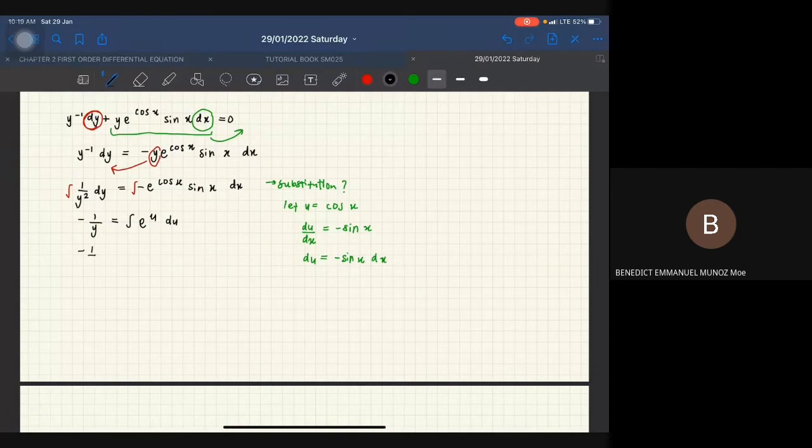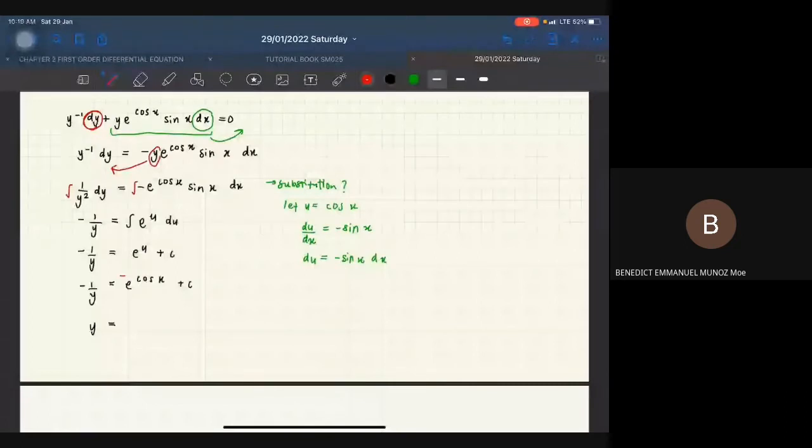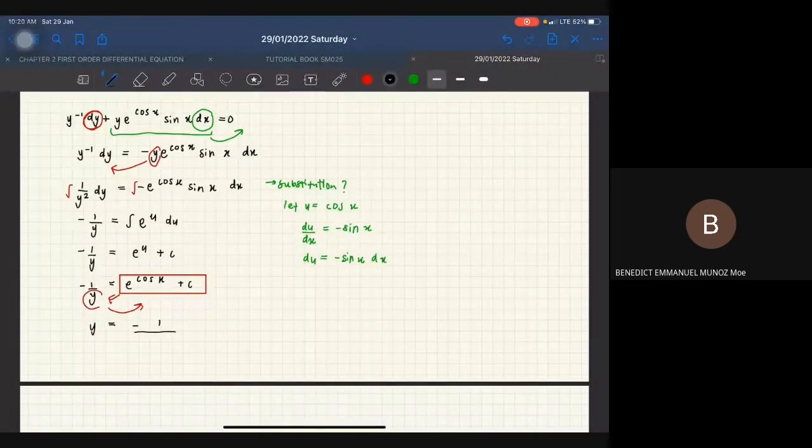Okay, so now let's integrate. So belah kiri negative 1 over y and then right hand side is equal to e to the power of u plus c. Okay, so substitute back what is your u. So we have e power of cos x plus c. Okay, so kita nak jadikan y as a subject. y equal to, okay. So this whole thing akan duduk dekat bawah, y akan naik atas. So awak akan dapat negative 1 over e power of cos x plus c. Settle.